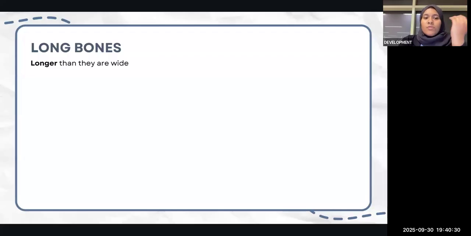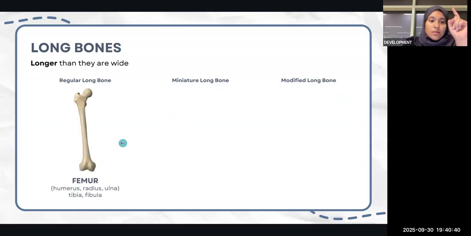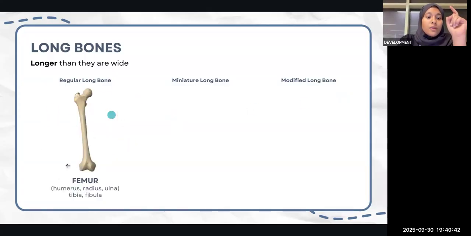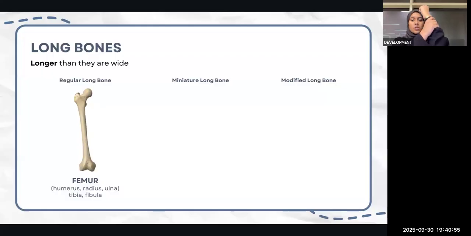Now, long bones, from the name, are longer than they are wide. You have a regular long bone, a miniature long bone, and a modified long bone. First, let's talk about regular. Regular is just like a normal long bone, like your femur. This is your femur bone, by the way. As we said, they are longer than they are wide. You also have your humerus, which is the bone right over here in your arm, your radius and ulna that we talked about a lot, and your tibia and your fibula, which are down there in your leg.